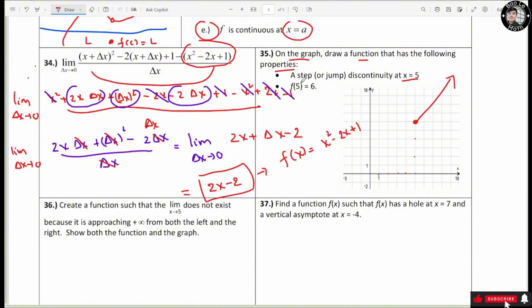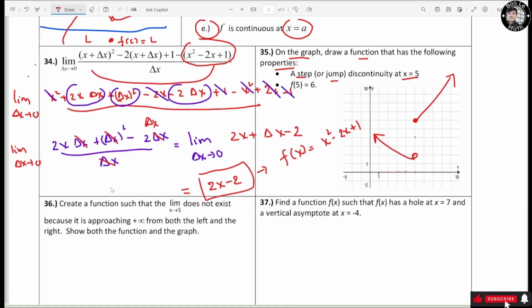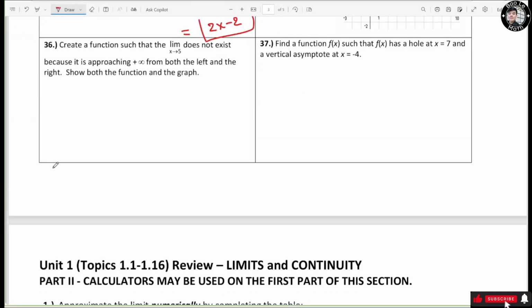Now, because this is a step or jump discontinuity, right here I must have a hole. So it could be something like this. Now let's move on to question 36.